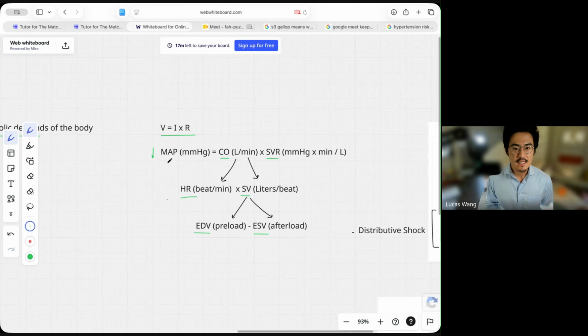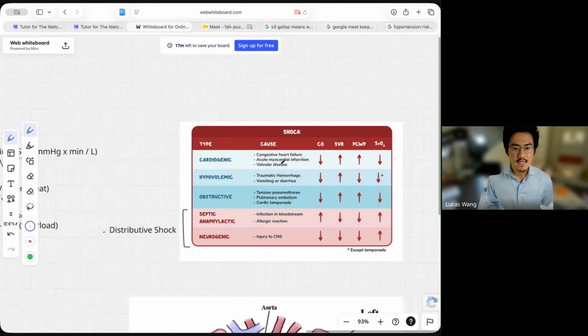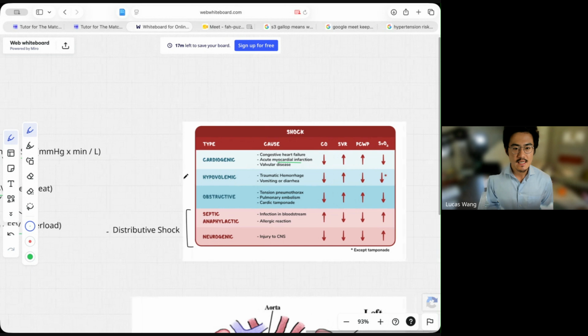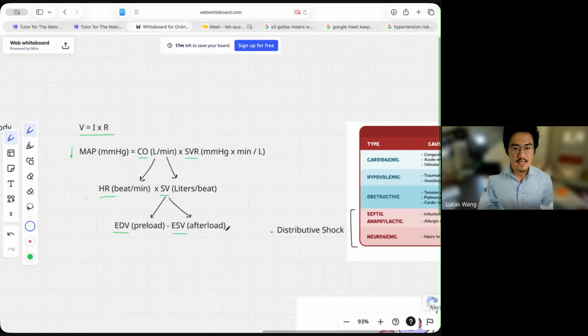Let me give you an example of how something could translate into a fall of mean arterial pressure. In the case of cardiogenic shock with an MI, part of the heart muscle is dying, and then you're not able to pump as hard. If you're not able to pump as hard, there's going to be more left over in the heart after systole, so you're going to have a much larger end systolic volume. That larger end systolic volume will make stroke volume smaller, which makes cardiac output smaller, which makes mean arterial pressure smaller. If this equal sign is to remain true, you're going to have a fall in mean arterial pressure. You would do the same for all the different types of shock.